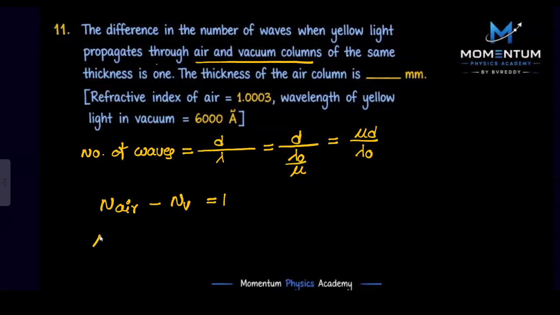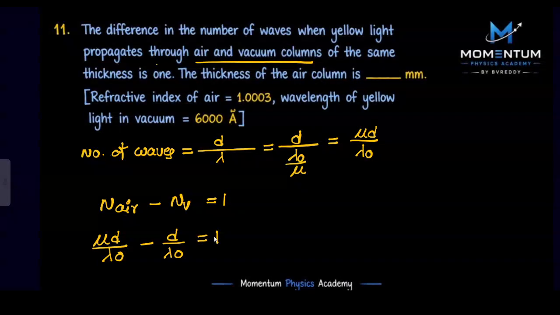So this will be equal to mu D by lambda naught. The thickness is the same, they have given. Now, the number of waves here, the mu means this air. So it is the air refractive index, and the vacuum refractive index is 1. The refractive index of vacuum is 1, so 1 by lambda naught, which is equal to 1.